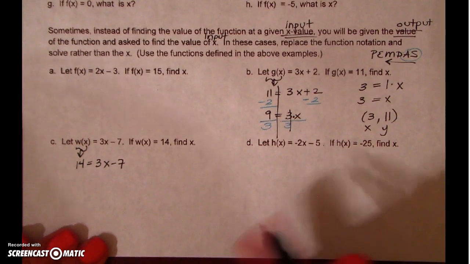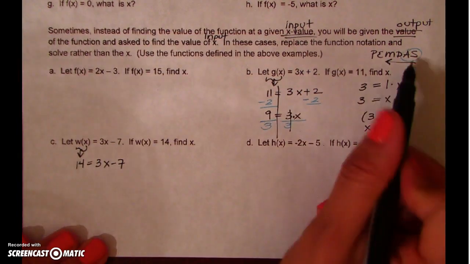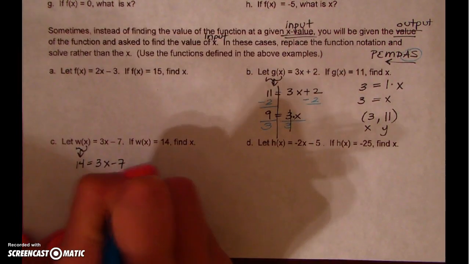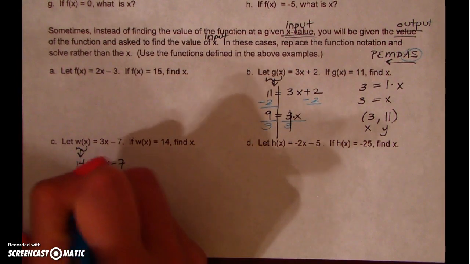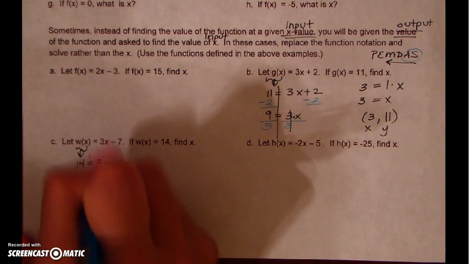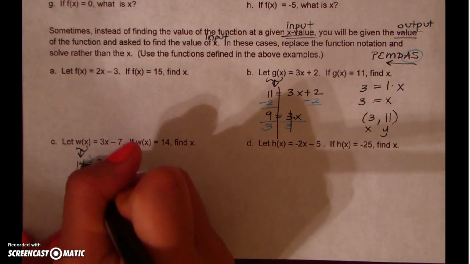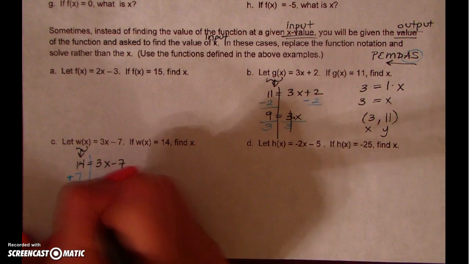Okay, so same steps as before. We do addition and subtraction first. In this case, we have subtraction, so we're going to do the opposite, which is to add 7 to both sides of the equal sign. So what is 14 plus 7? 7, 8, 9, 10, 11.